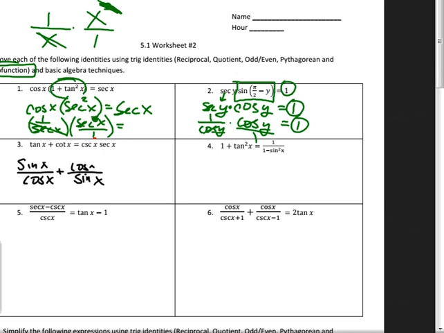So if I'm going to have a common denominator of that times that, then this one needs a sine x, and this one needs a cosine x. Can I just do that? No, you've got to follow math rules. If I multiply on the bottom by sine x, I have to multiply on the top by sine x. If I multiply over here on the bottom by cosine x, I have to multiply by cosine x on the top. Because that's equal to 1 now, and that's equal to 1, and that's why it's legal for me to do this.